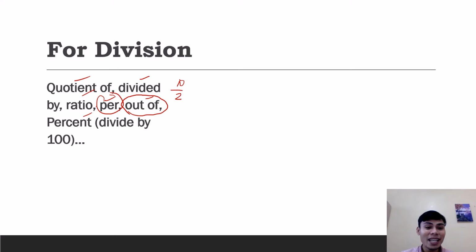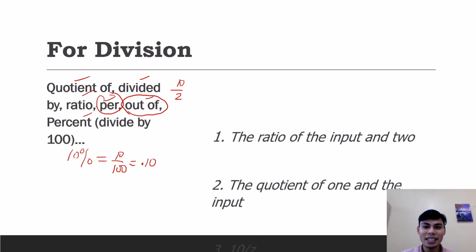Just to review, why is there percent? 10% is just 10 divided by 100. Right? In decimal, that's 0.10. I have a discussion about this, so you can visit. But now for division, our topic is to translate verbal phrases to mathematical expressions.